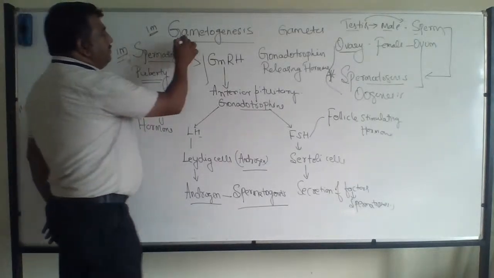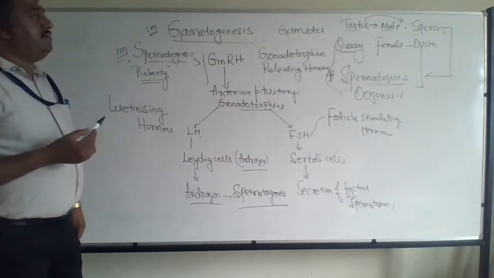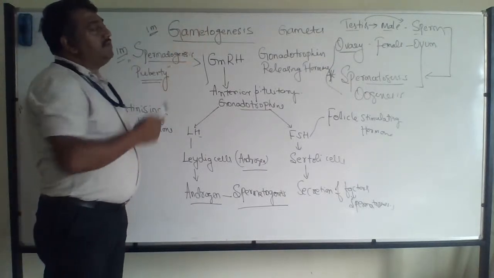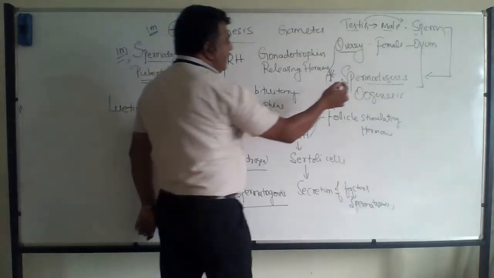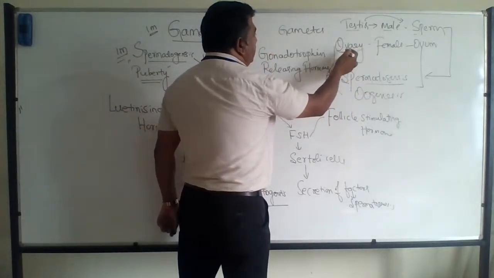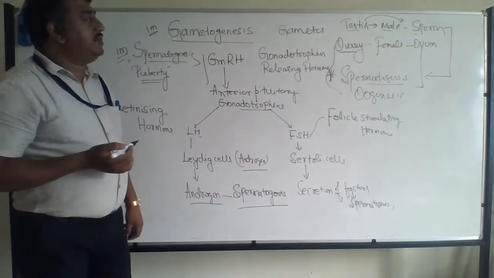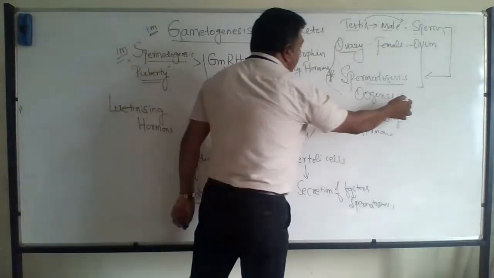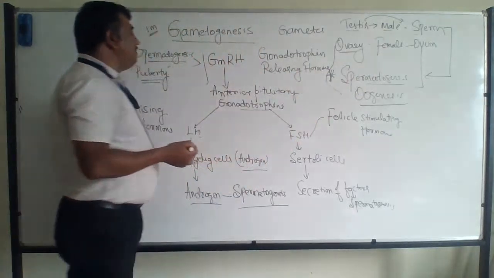Let's say gametogenesis is the process of formation of a gamete. The primary sex organ involved in a male is the testis, which is responsible for the formation of the male gamete, let's say sperm, by a process called spermatogenesis. Let's say another sex organ, the ovary in case of a female, is responsible for the formation of the ovum by a process that we call oogenesis. In that, first we try to understand spermatogenesis.